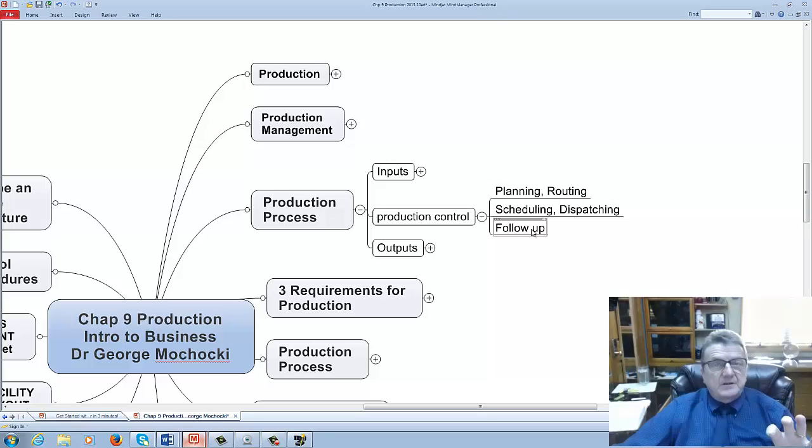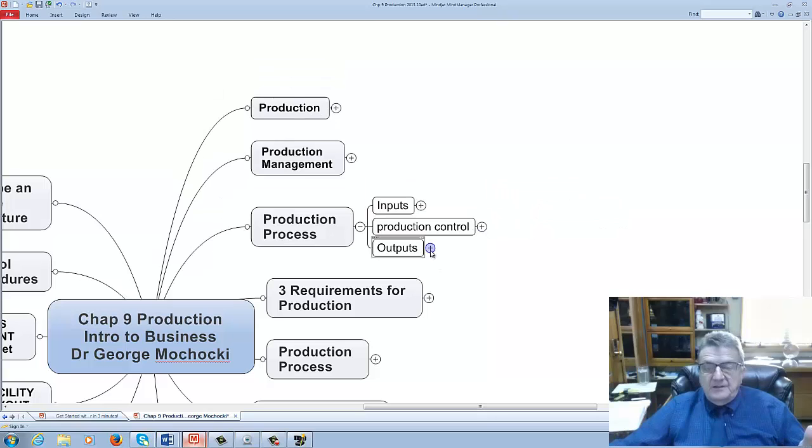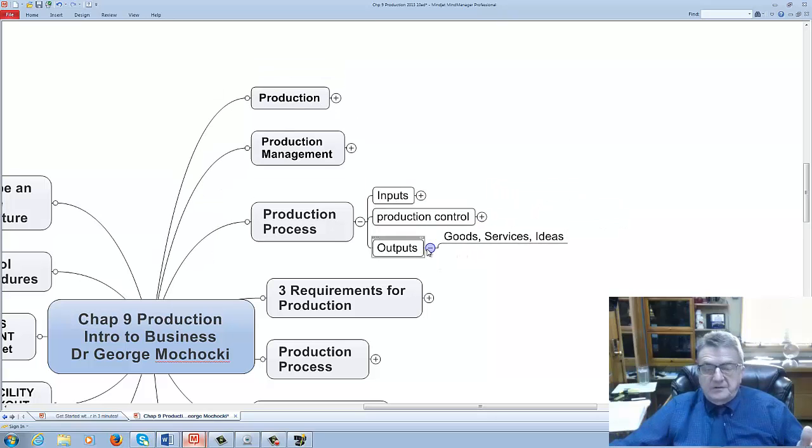When is the customer going to get the good? When is the customer going to come in for me to give him a back massage, or do a chiropractor, line up his back, or do his teeth? This is all scheduling. So that all ties in. And my outputs are basically goods, services, and ideas.